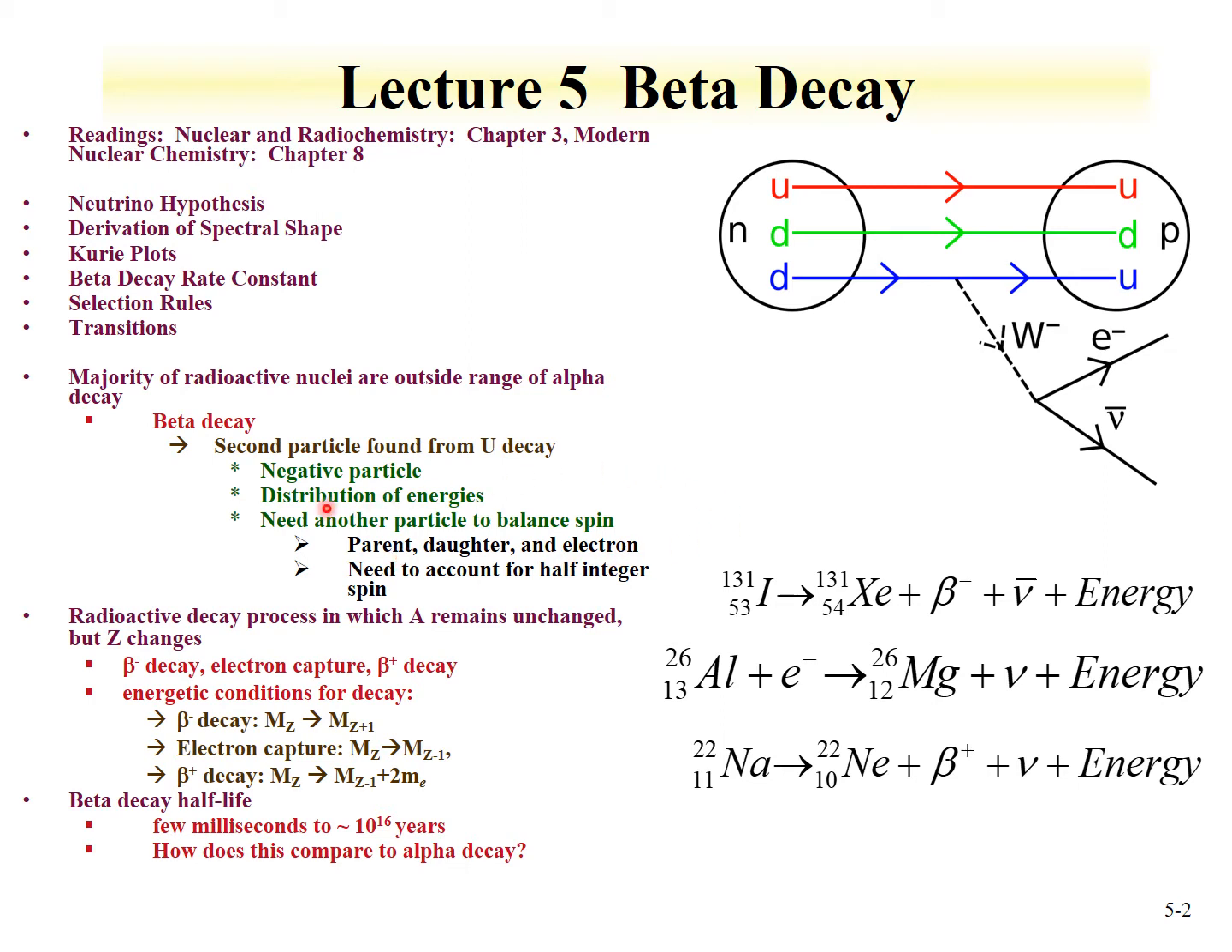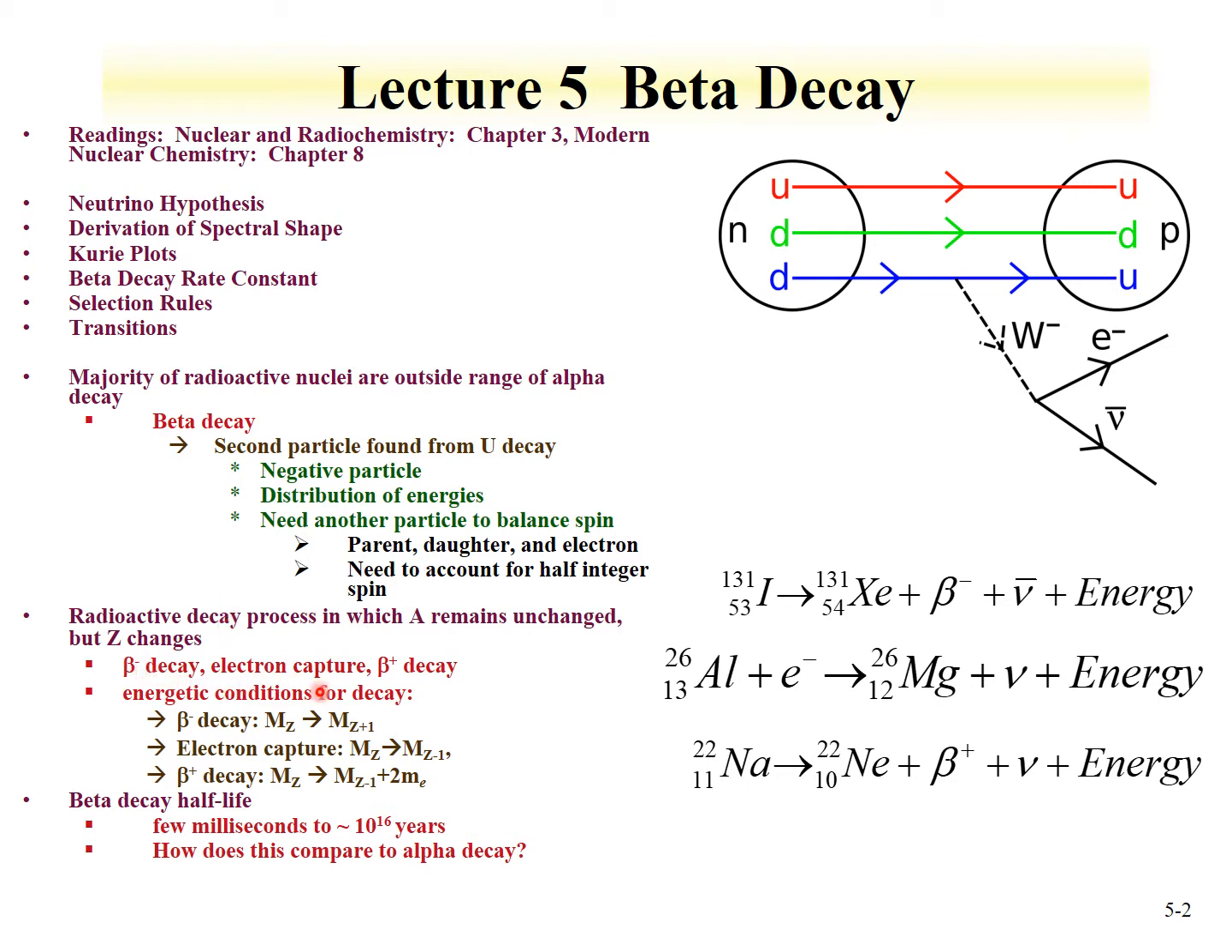There's also another particle that's necessary to balance the spin, because there's a parent, daughter, and electron. You need to account for a half integer spin somewhere. This is part of the driving factor for the neutrino hypothesis. In beta decay, the total mass remains unchanged, the A remains unchanged, but the Z changes.